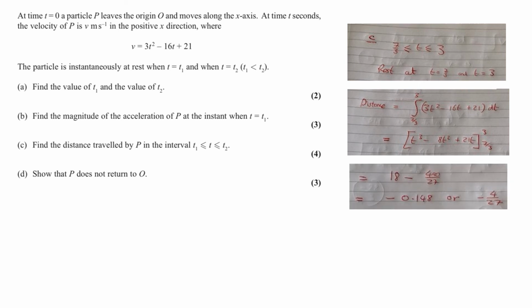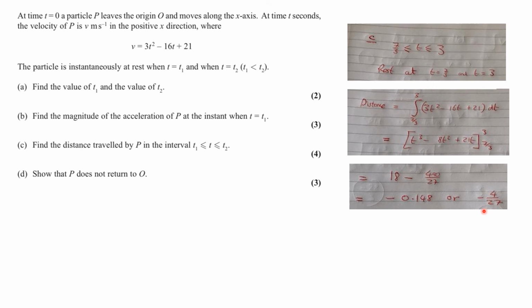If you put 3 in, you get 18. If you put 7/3 in, you get 490/27. If you subtract, you get minus 0.148. That's a value to 3 significant figures. And you get minus 4/27, leaving it as a fraction. This means that the distance travelled is completely in the reverse direction in the range between t1 and t2.